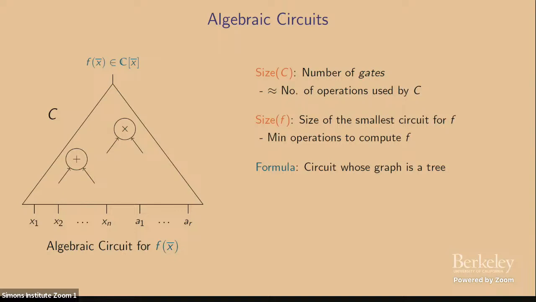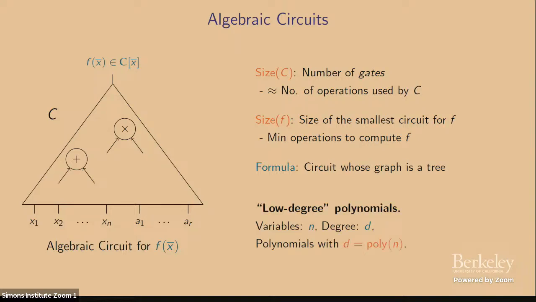Okay, and we'll also mention formulas. So formulas are circuits where the underlying DAG is just a tree. And yeah, for this talk and in algebraic circuit complexity, what we are interested in are what are called low degree polynomials, where the degree of the polynomial grows polynomially in the number of variables. Okay, and this is good because when we talk about poly n size, there is only one parameter. Now we don't have to worry about 2 parameters.